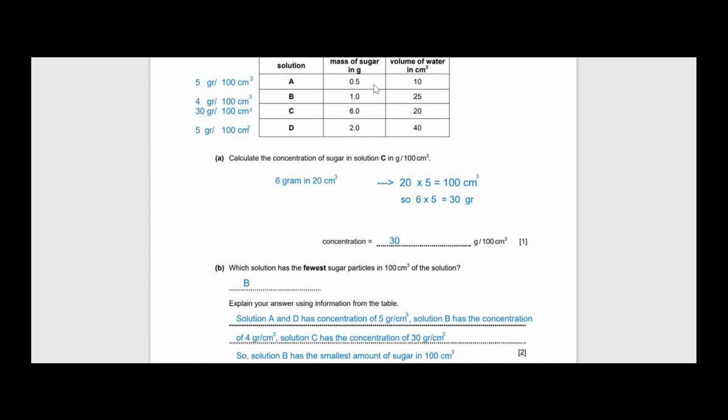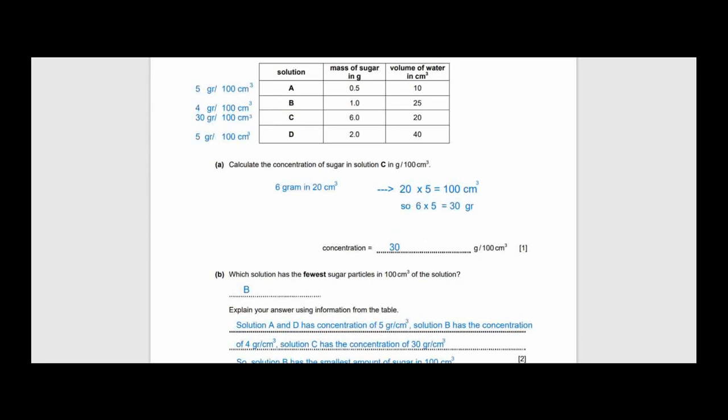So we times this one. This is in 10; to go to 100, we have to times by 10 to make 100. So this one we times by 10. That's how we got 5. The same applies here: 40, to go to 100 we times by 2.5. So this one we times by 2.5. 2.5 times 2 is 5. This one, 25 to go to 100, times by 4. So this one we times by 4. So we get 4 grams per 100 cubic centimeters.